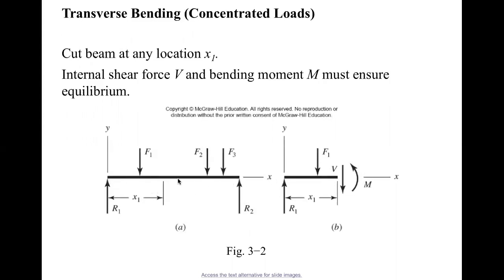So we have the beam, let's say this beam, and we have F1, F2, F3, right? Let's say three concentrated loads. And on the two ends, on the left, we have R1, a reaction force. And on the right-hand side, we have R2, which is a reaction force as well. So usually, we give you the concentrated loads F1, F2, F3, and you should be able to find the reaction forces R1 and R2.